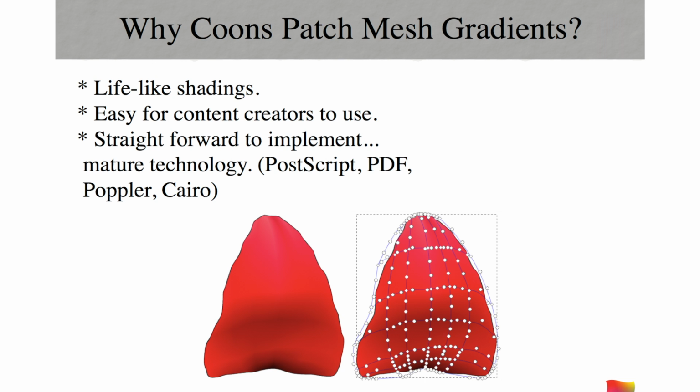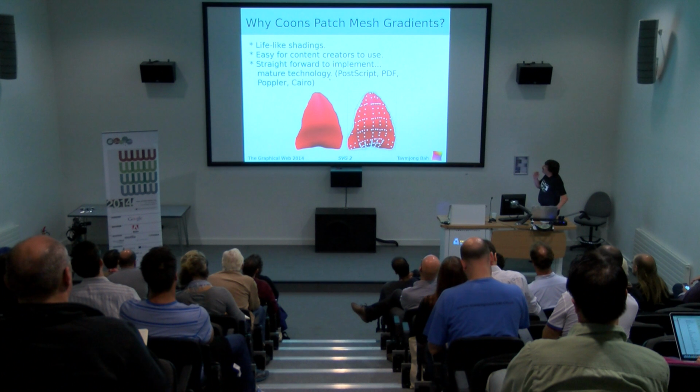Why? Because they're easy for content creators to use, at least the tools, you can divide up rows easily. They're easy to manipulate, maybe not by hand, but in Inkscape or Illustrator. And they're straightforward to implement. They're mature technology. They're in PostScript, they're in PDF, they're in the rendering libraries like Poppler and Cairo. They all have this there already. So it's well known how to do them, whereas with diffusion curves, it's not really sure the best way of rendering them.